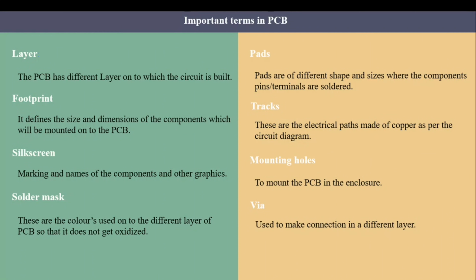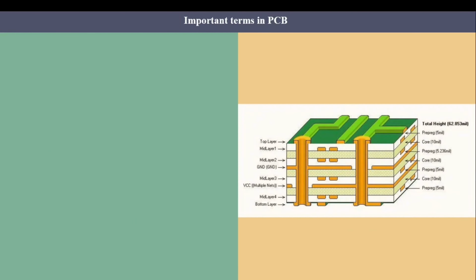As I told you, there are important terms in PCB which need to be understood. Let's look at this one by one. So if you see on the screen, you will see at the right side, this is a PCB. It is a multi-layered PCB. So if you see the green part, this part is the top layer, and the light green which you see is the copper track. This is second layer, that is middle layer 1, middle layer 2, middle layer 3, middle layer 4.